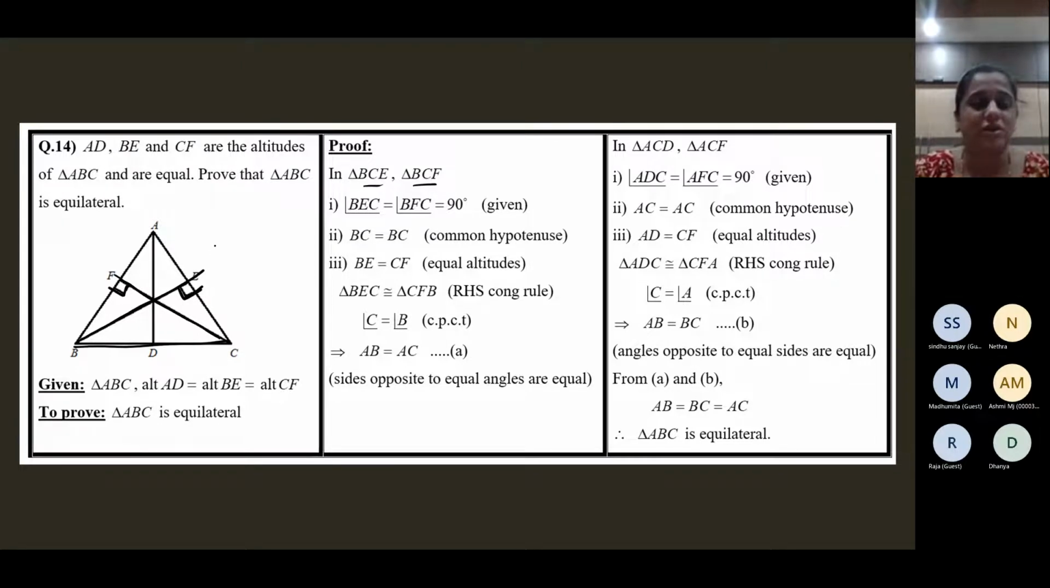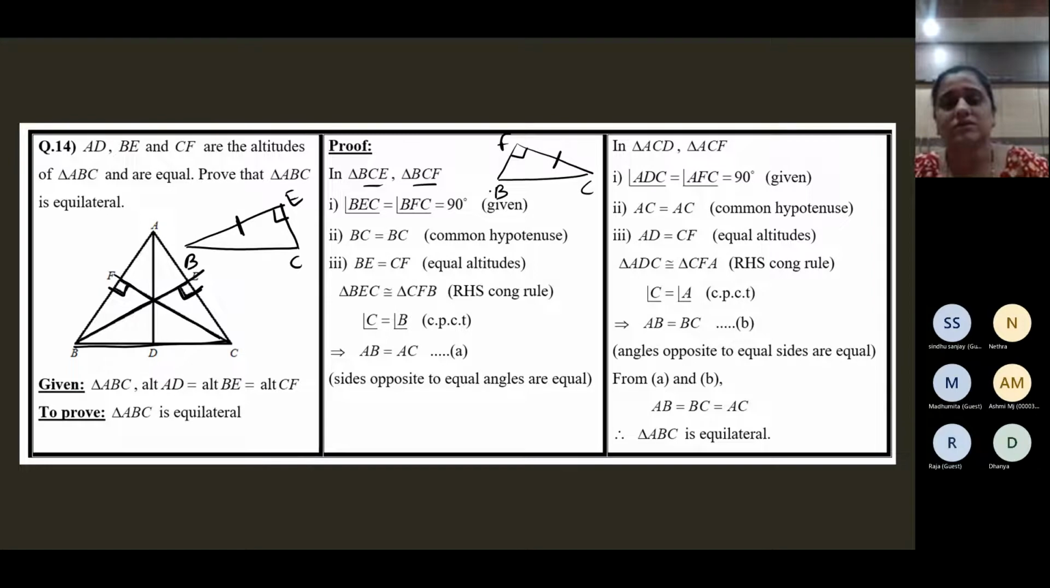Common hypotenuse. Here, I'll draw the triangle BCE. This is BC, and this is E. This is BCE. And the other triangle, BCF. This is BC, this is F, BCF. So we have 90 here, we have 90 here. And this altitude BE and this altitude CF, they're equal. This is the altitude CF. This is the altitude BE. They're equal. Then this 90 degrees and 90 degrees. And BC is a common side.